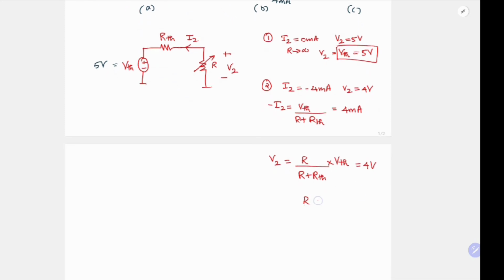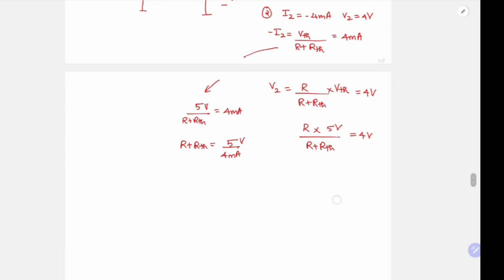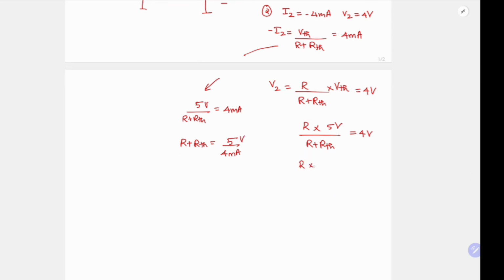So VTH is 5 volt, which we already got, divided by R plus RTH, equal to 4 volt. And from the first equation, 5 by R plus RTH is equal to 4 milliamp. So R plus RTH is 5 volt by 4 milliamp. If you substitute that here, you can get the R value. R into 5 volt by 4 milliamp equals 4 volt. 5 cancels, and if you take the 1 by 4 milliamp to that side, you get R as 4 by 4 milliamp. So your R is 1 kilo ohm.